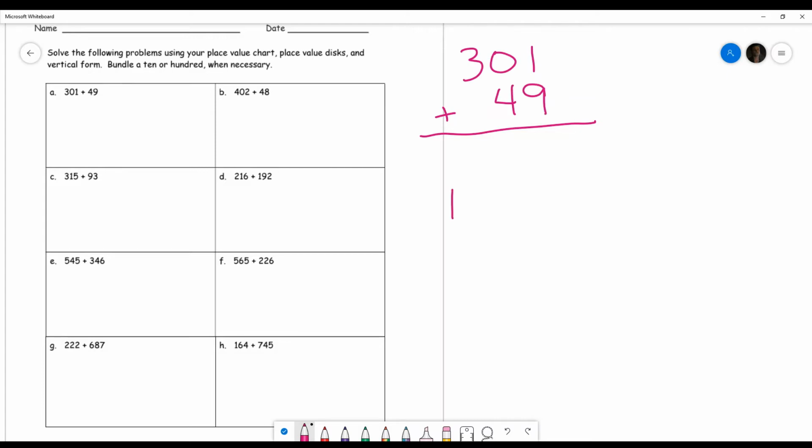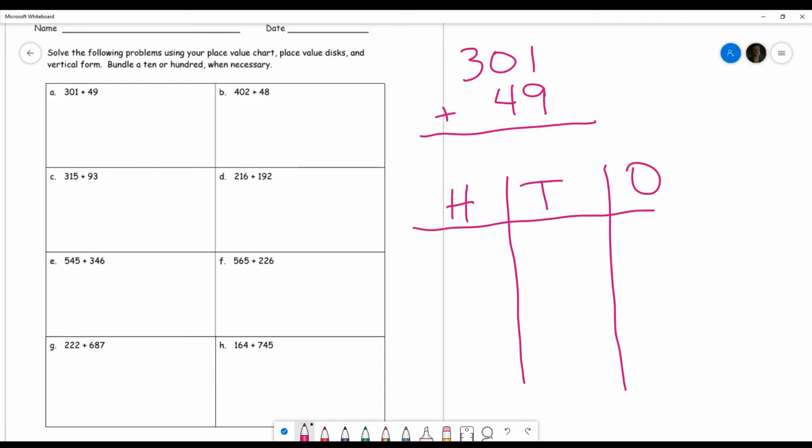Now let's put this in our place value chart. So we're going to have 100, 10, and a 1. So first thing we do in any addition problem is we take the biggest number and we put that in our place value chart first. Remember, we went over this in class. So our biggest number is 301.